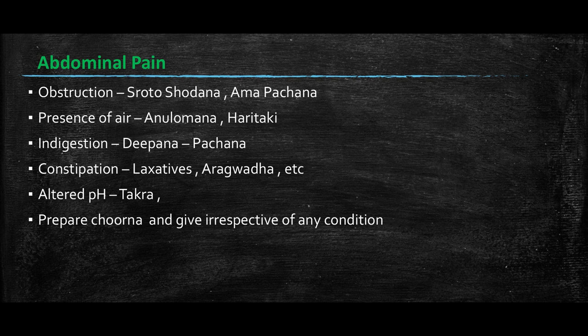If altered pH is the cause of colicky pain or abdominal pain, then Takra should be given. Takra is Takram, Shakra se Durlabham. It is the best medicine. It contains natural lactobacillus, and all the atypical intestinal problems will get relieved. Then prepare Churna and give it irrespective of any condition. Next one.